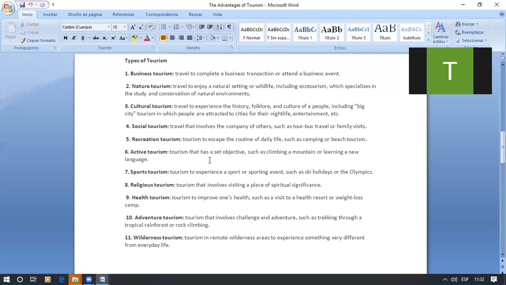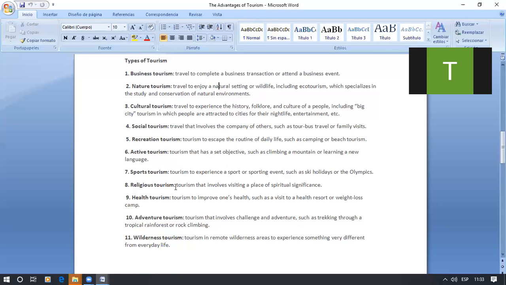There are many people now that like to go to other countries because they say this is a good way to learn the language. So that's why they decide to go to England. They take a course in order to learn how to speak English. That's active. Sports tourism is tourism to experience a sport or sporting event, such as ski holidays or the Olympics, right? Or, for example, when there is an important football or soccer event abroad, this is sports tourism. There are people who travel together and go to these sports events.